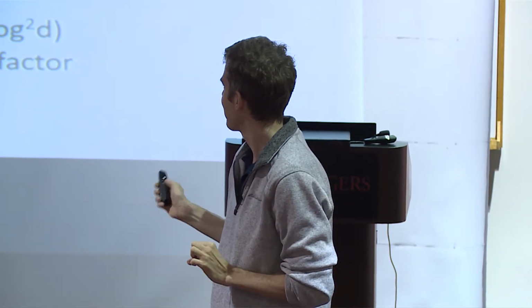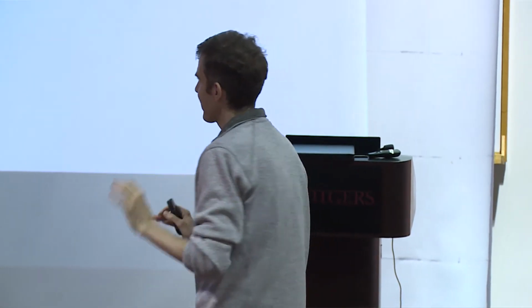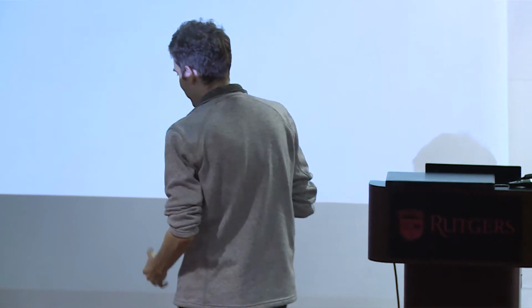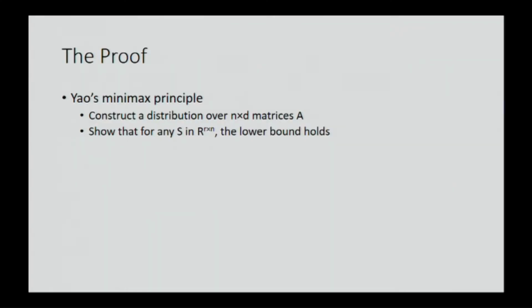Okay. Let's do the proof. This is getting back to the order of quantifiers that you guys are talking about. I want to prove there's no distribution so that for any fixed A, I have a subspace embedding for A with good probability over my distribution.